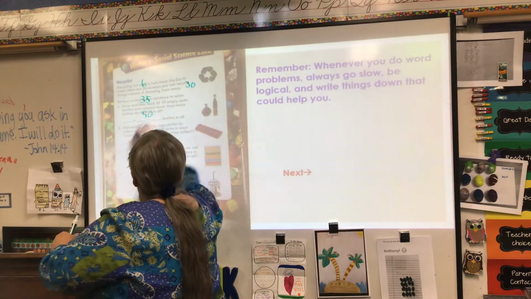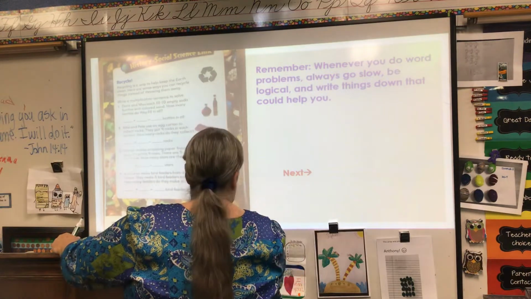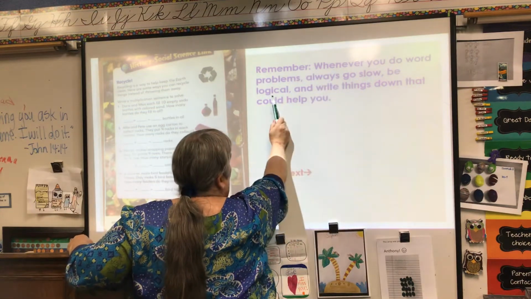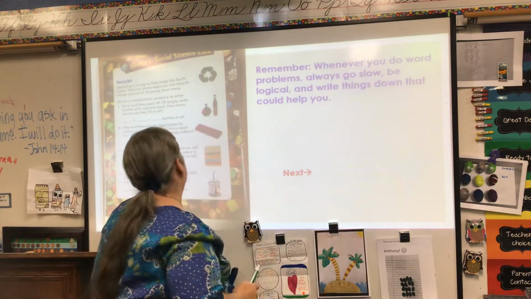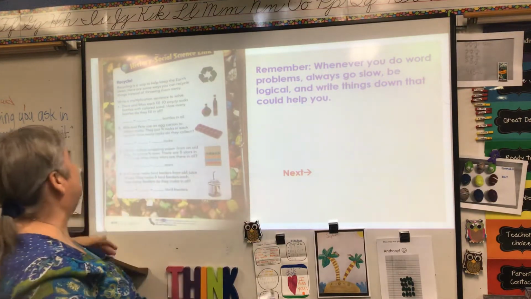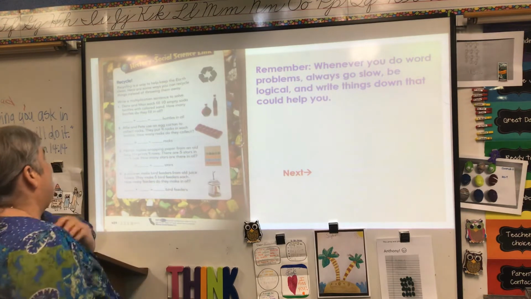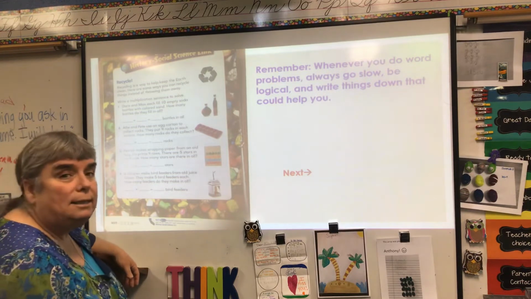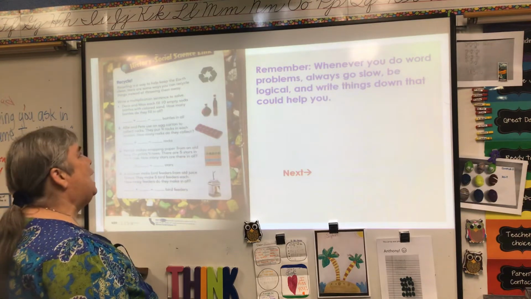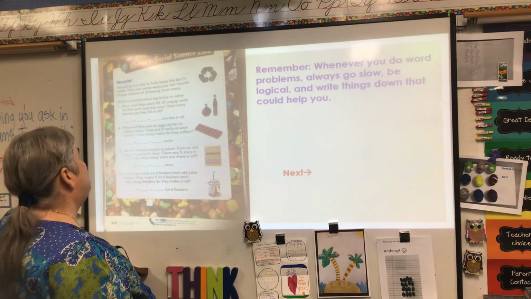Okay, this one is word problems. And we want to remember, when we do word problems, go slow, be logical, and write things down that could help you. So it starts with recycling. Oh, Earth Day. Right. Here are some ways you can recycle things instead of throwing them away. And then it says, write a multiplication sentence to solve. Dora and Max each filled 10 empty soda bottles with colored sand. How many bottles do they fill in all?